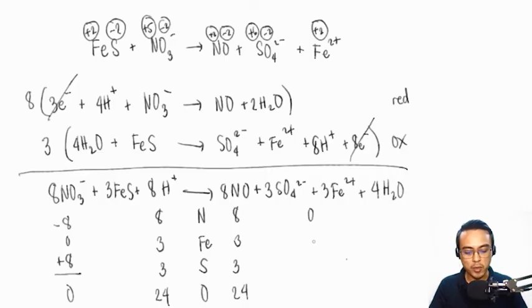We have 3 times negative 2 is negative 6 from the sulfates. And then we also have 3 times positive 2, that's positive 6 from the iron. And then we have 0 from the water. Total charge is 0. Therefore, our obtained redox reaction is balanced. Okay? Do not forget this technique.